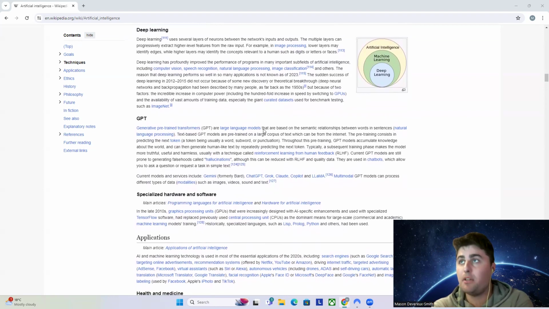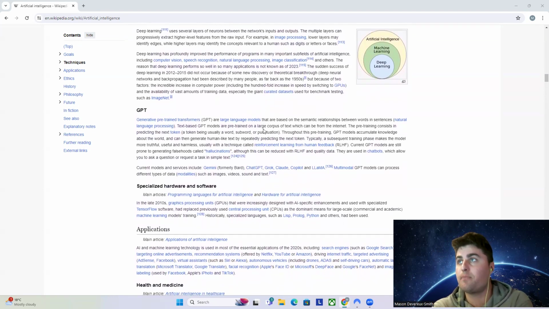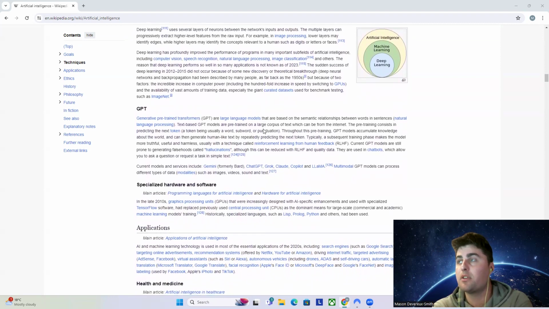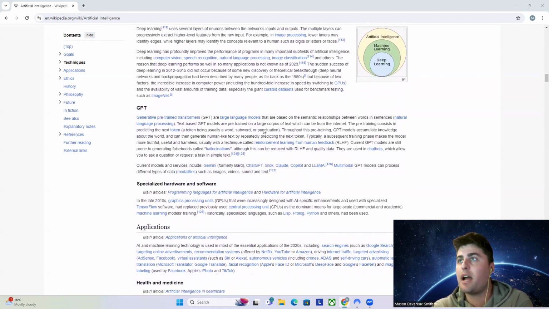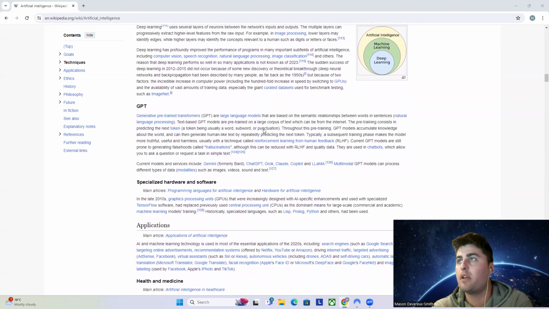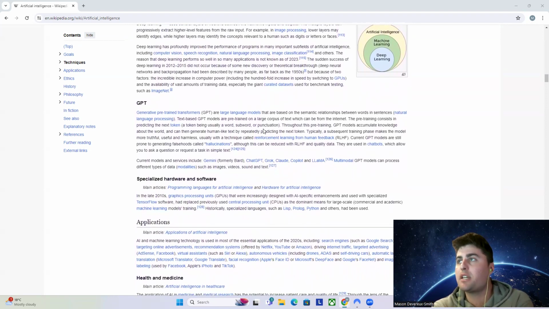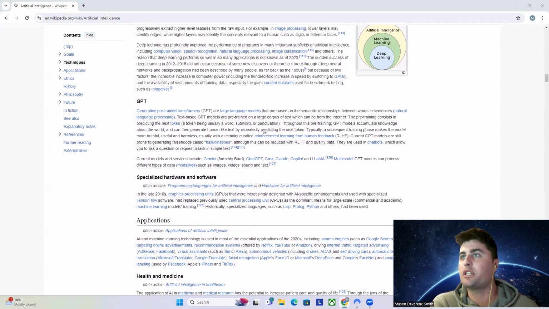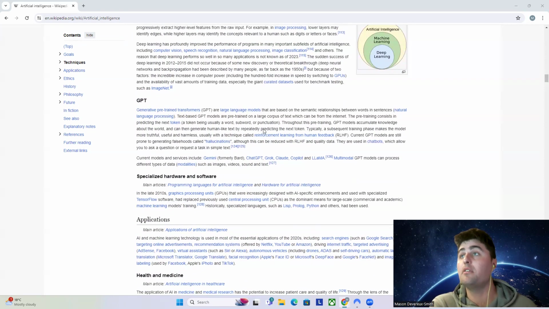Deep learning. So deep learning uses several layers of neurons between the neural network's inputs and outputs. The multiple layers can progressively extract higher level features from the raw input. For example, in image processing, lower layers may identify edges while higher layers may identify concepts relevant to a human, such as digits or letters or faces. Deep learning has profoundly improved the performance of programs in many important subfields of artificial intelligence, including computer vision, speech recognition, natural language processing, image classification, and others.